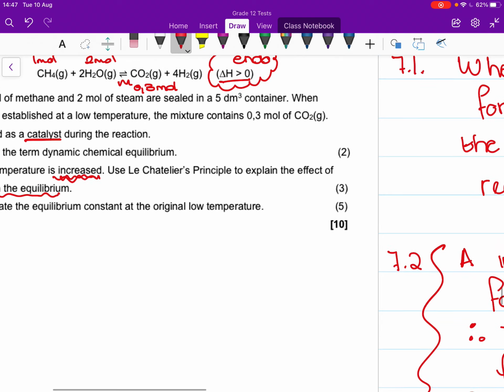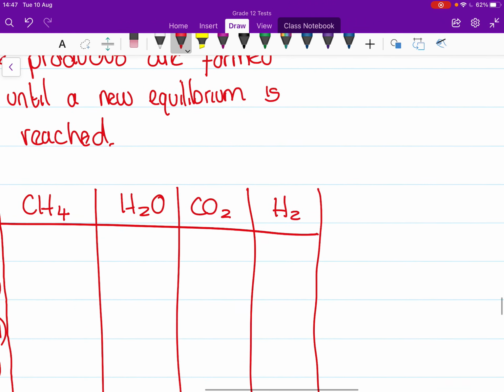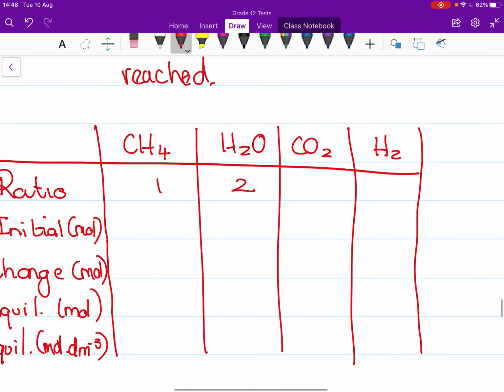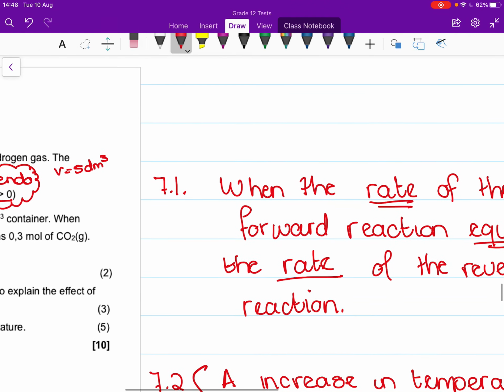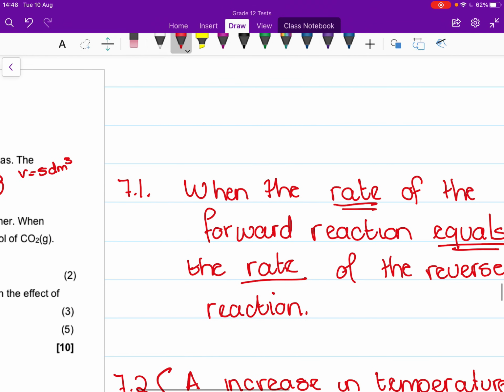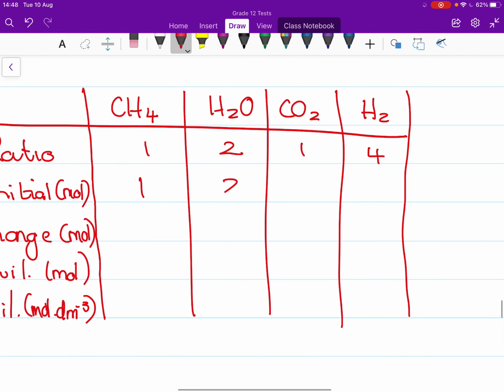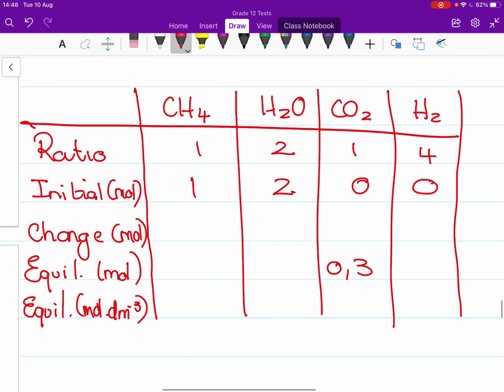Looking at the equation, my ratio is 1 to 1, 1 to 1, 4. Initially, I have 1 mole of CH4, and if I look there again, what did they say to me? 2 moles of H2O, but it means that I'm going to have 0 of this, 0 of that, and at equilibrium, I've got 0.3 moles of CO2. All the information I was given, now I'm going to work backwards, and remember that we add, minus, minus. So I had 0 CO2, I've now got 0.3, so that's going to be 0.3.